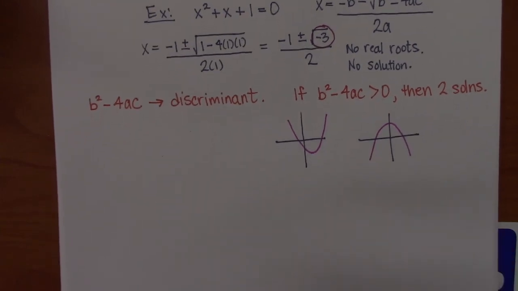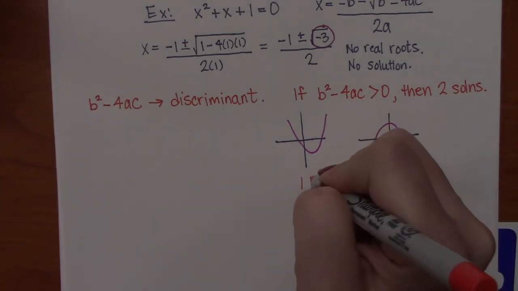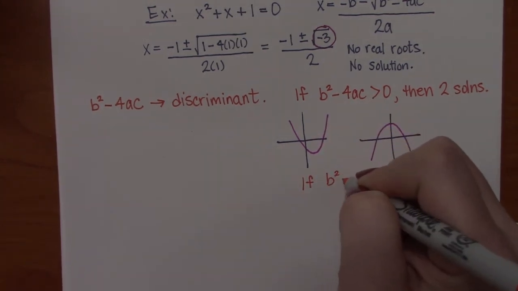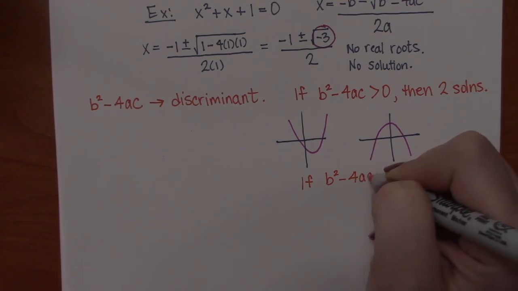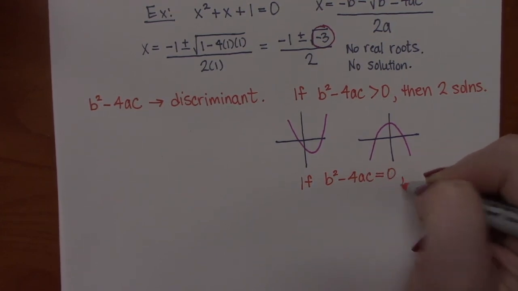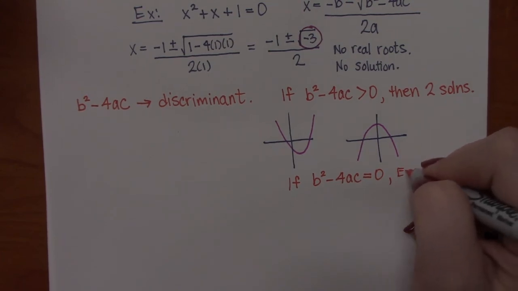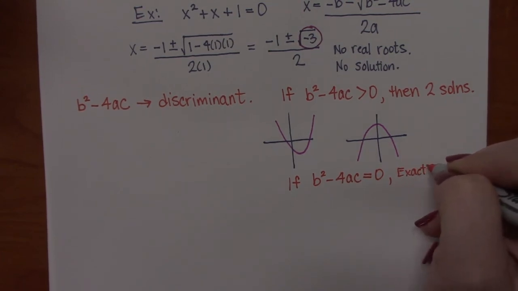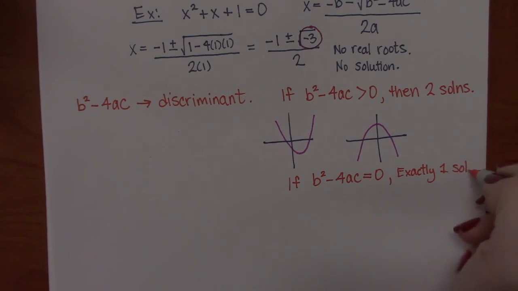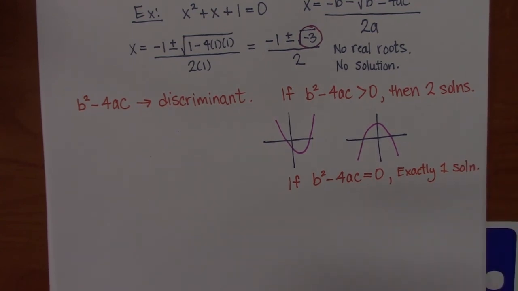Right? So if b squared minus 4ac equals 0, then you get exactly one solution.